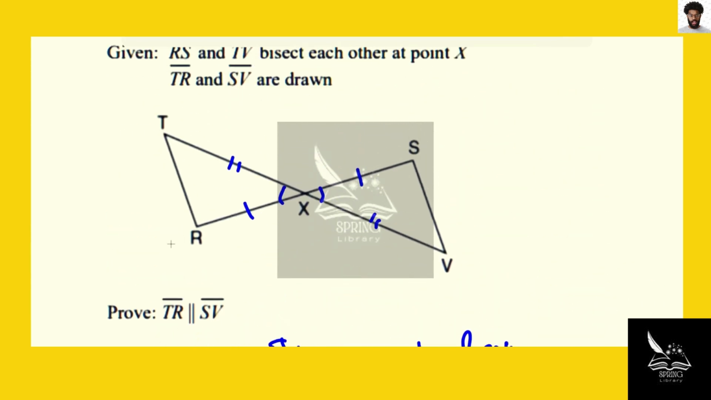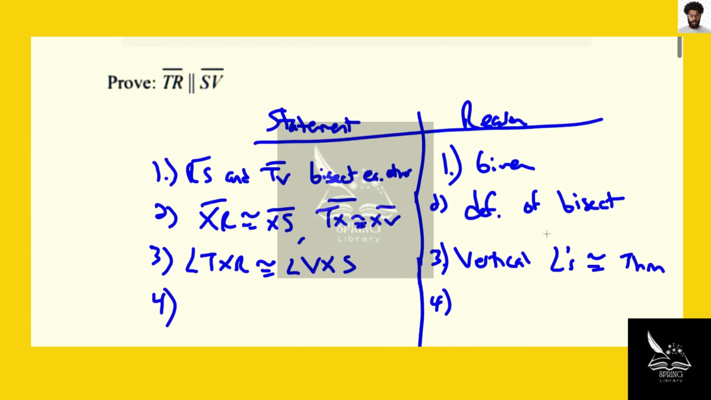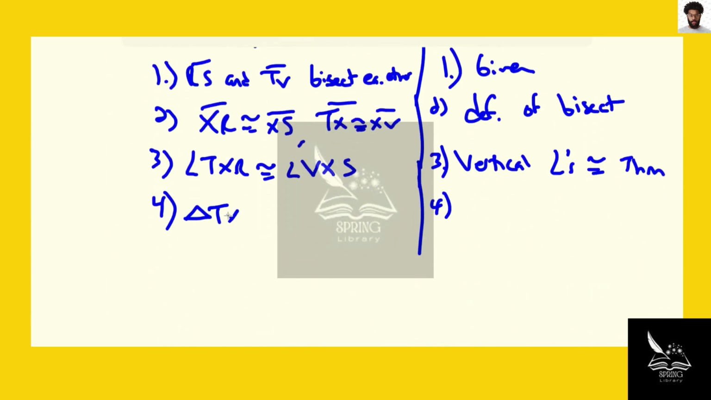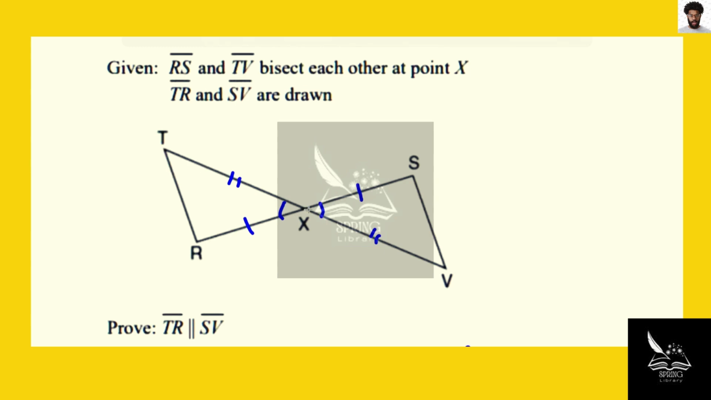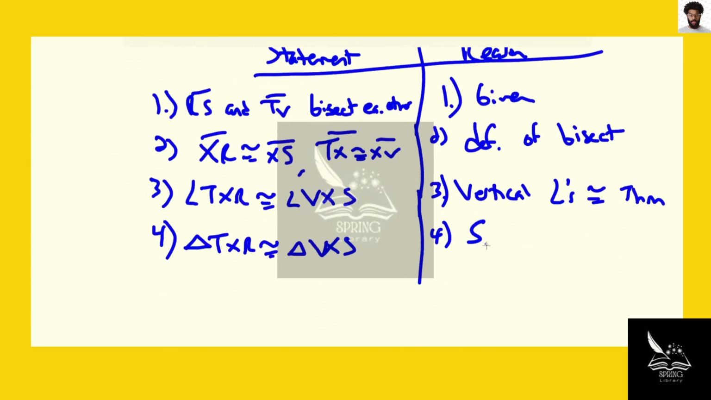And then the triangles are congruent. Triangle TXR is congruent to triangle VXS. And that would be by two sides and the included angle, side angle side.